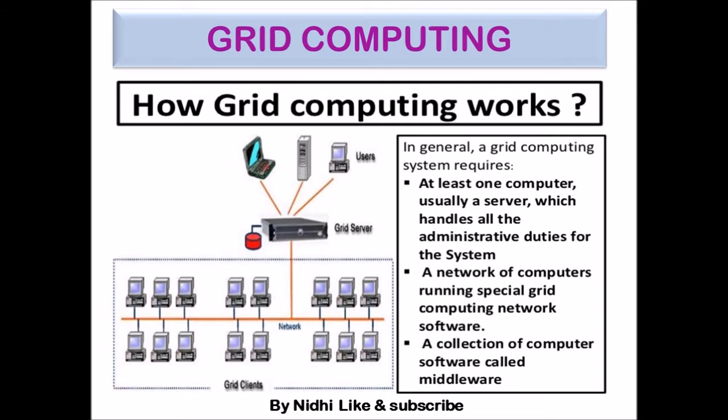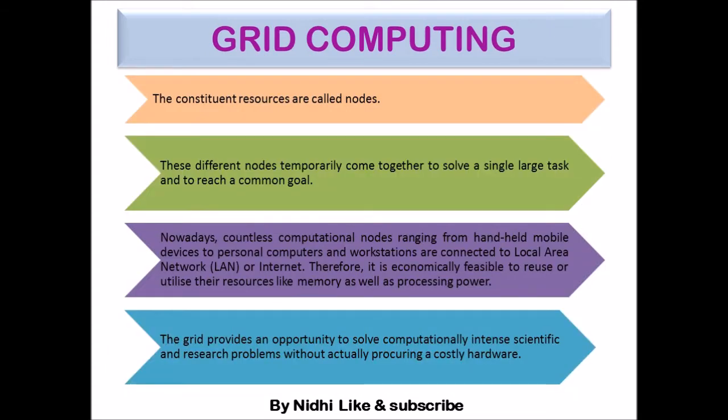See here, this first point I have already explained to you. The constituent resources are called nodes. These different nodes temporarily come together to solve a large task to reach a common goal. Nowadays, countless computational nodes, ranging from handheld mobile devices to personal computers and workstations, are all connected with each other and form a local area network or the internet. Therefore it is economically feasible to utilize their resources like memory as well as processing power.